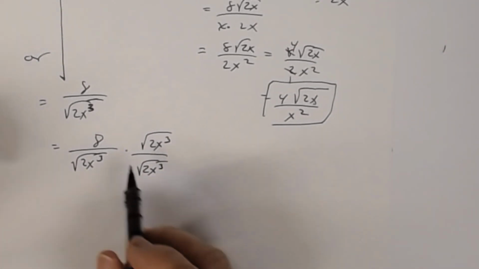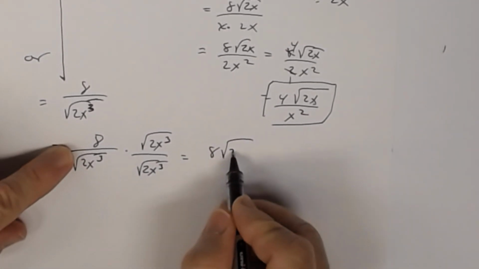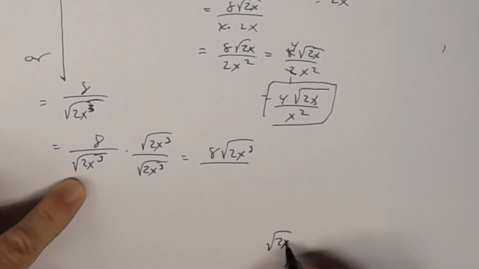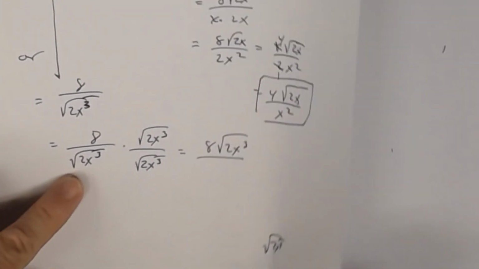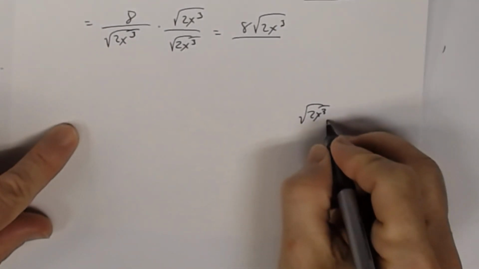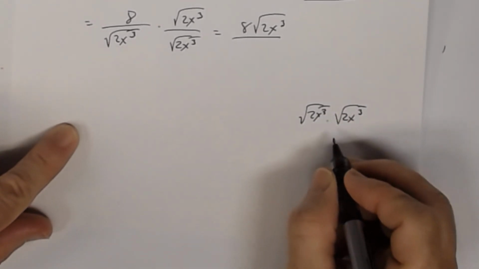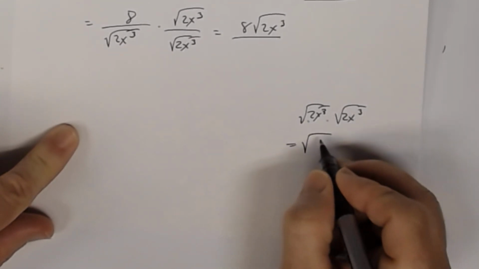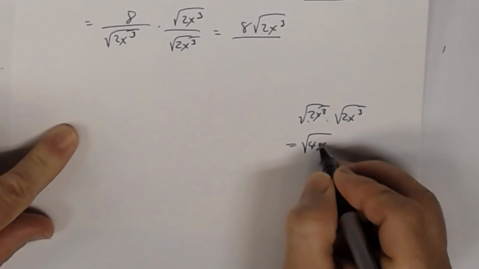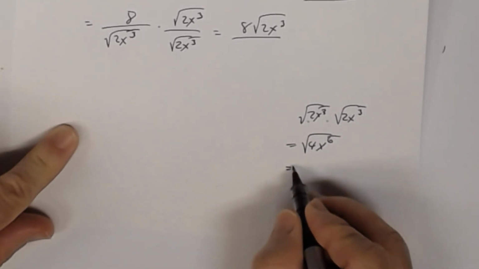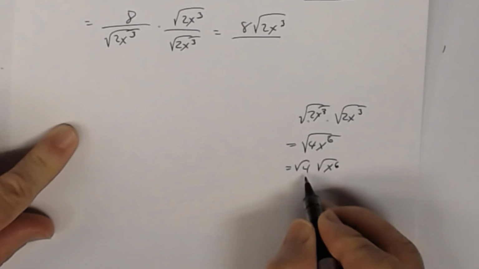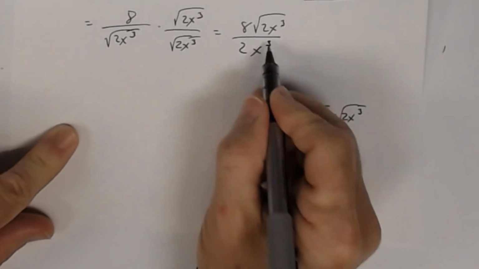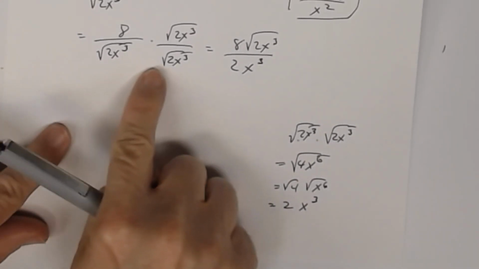All right, no issue. So then this becomes 8 square root of 2x cubed divided by, and remember, the square root of 2x cubed times the square root of 2x cubed, you know is 2x cubed. But if you have to multiply it out, multiply it out. 2 times 2 is 4, so you get square root of 4. x cubed times x cubed is x to the 6. And now this becomes the square root of 4 times the square root of x to the 6, which we know is 2x cubed. Okay? So this becomes 2x cubed. This right here is 2x cubed.